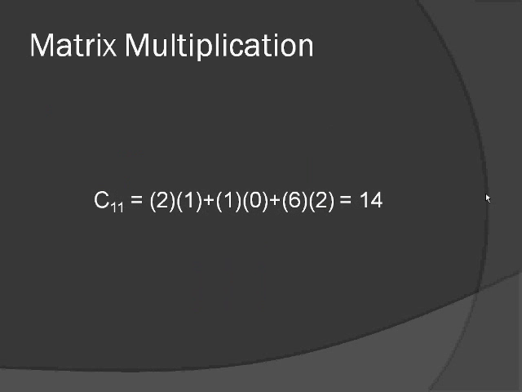Consider the following example from the previous example. We will take 2 times 1 plus 1 times 0 plus 6 times 2, which will equal 14. Where the numbers 2, 1, and 6 are from row 1 entities of A, and numbers 1, 0, and 2 are from column 1 entries of B.